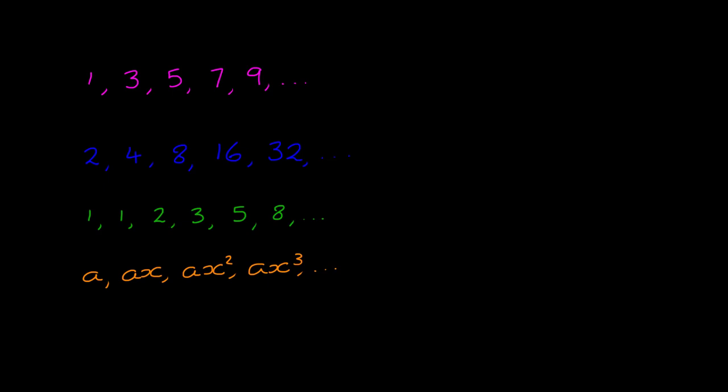So for the first one, the nth term, designated by t subscript n, is equal to 1 plus 2 times n minus 1. Because we need one lot of 2 to get to the second term. We need to add 2 lots of 2 to get to the third term. And we'll need n minus 1 lots of 2 to get to the nth term from the first.